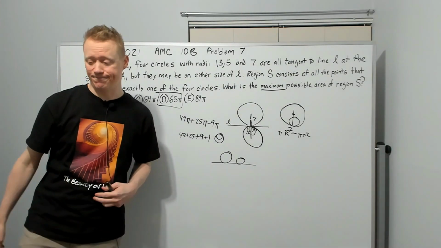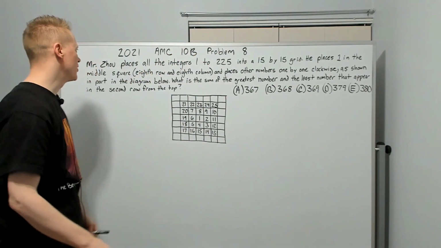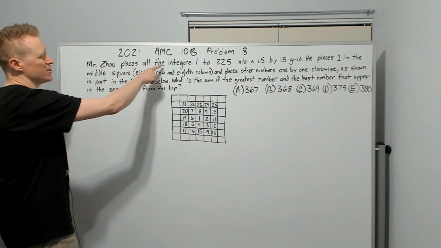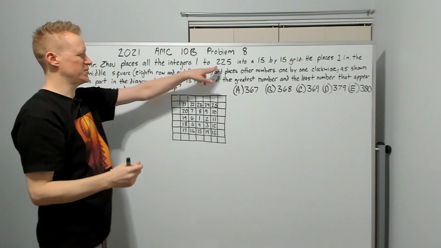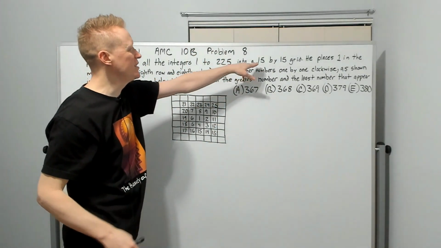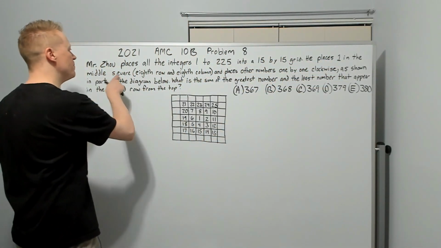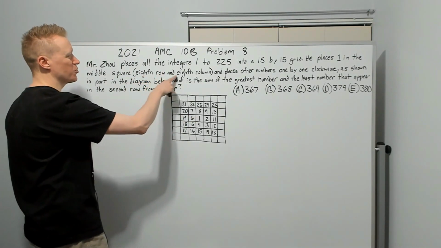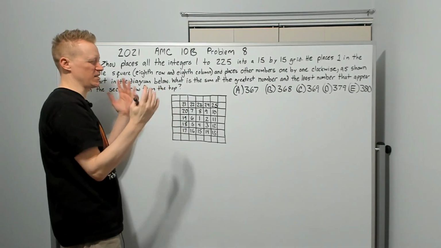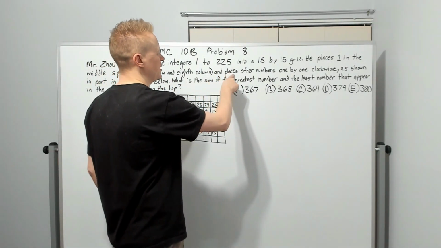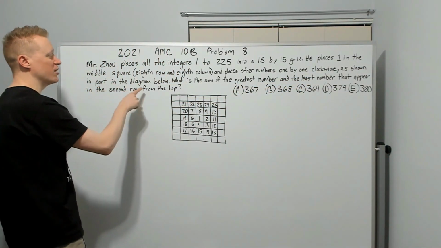Let's get to problem 8. Time for the 2021 AMC 10B problem number 8. Mr. Zhu places all the integers 1 to 225 into a 15 by 15 grid. 225 is 15 squared, recognize it. He places 1 in the middle square right here, 8th row and 8th column. There's probably a way to do it using the rows and columns in some formula, but yeah. And places other numbers one by one clockwise as shown in part in the diagram below.